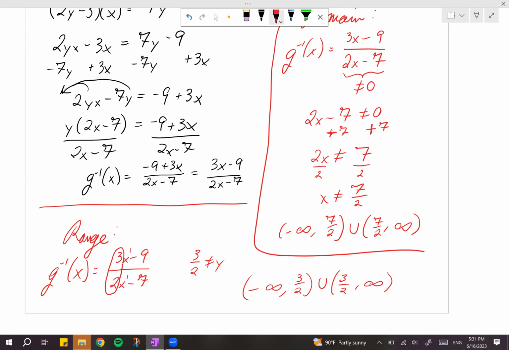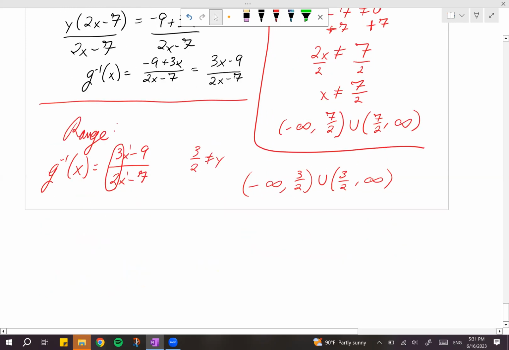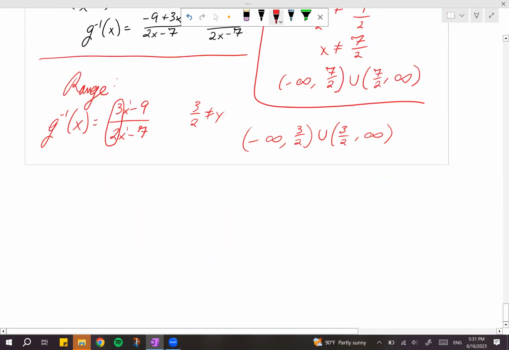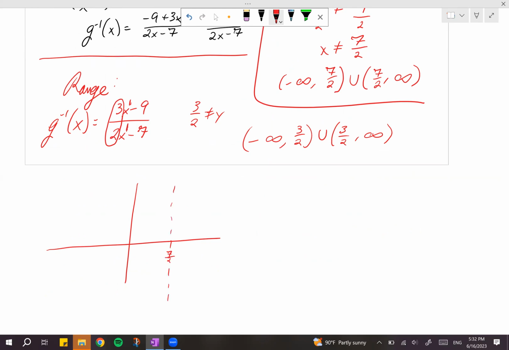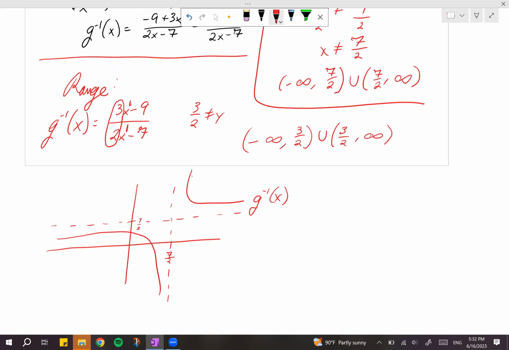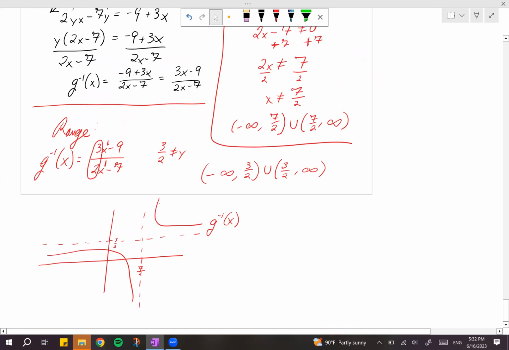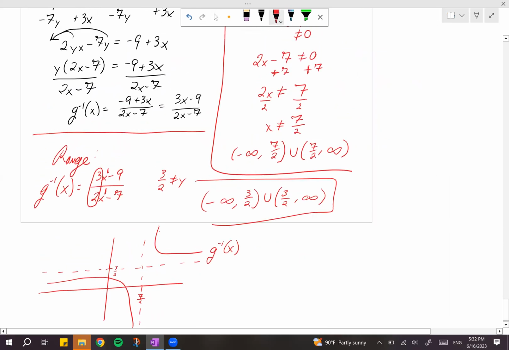All right. That'll always be the case whenever your exponents are the same right here. These were both ones. You can kind of graph your function with this, and I encourage you to go to Desmos and look at this. So at 7 over 2, you have a vertical asymptote, and at 3/2, you have a horizontal asymptote. And so your function looks something like this. This is your g inverse of x. I encourage you to go look at this on Desmos, and you'll see these horizontal and vertical asymptotes. But this is your range, and this is your domain.